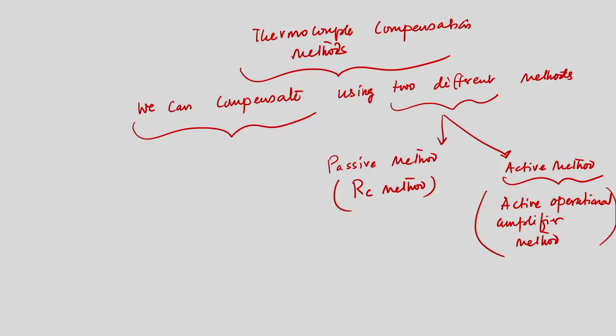So, these two methods are typically used to compensate that error, but today we will restrict our discussion to the passive method. So, that means today we will discuss this thermocouple compensation issue with the passive method, and of course, taking an example where a thermocouple is placed to measure temperature in an environment where there is a step change temperature effect. We will discuss this with a schematic depiction.